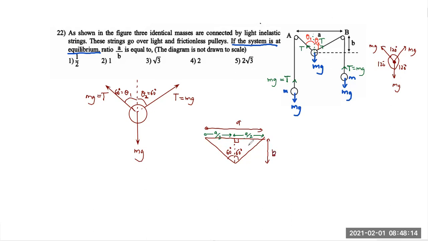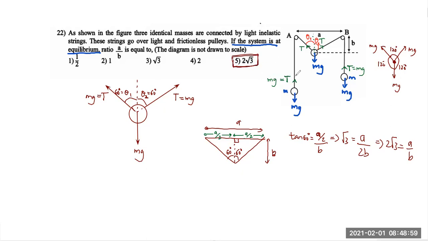Now take this triangle. Very easy. What can we say in this triangle? I can write tan 60, which is equal to opposite side divided by adjacent side, A by 2 divided by B. And what is tan 60? Root 3. A by 2 divided by B can be written as A over 2B. We are supposed to find out A divided by B, so that gives you 2 root 3 is equal to A divided by B. So the answer for this question is actually the fifth one.